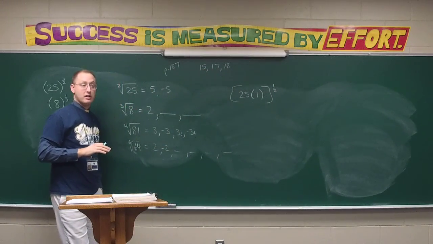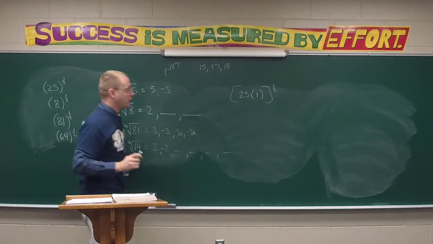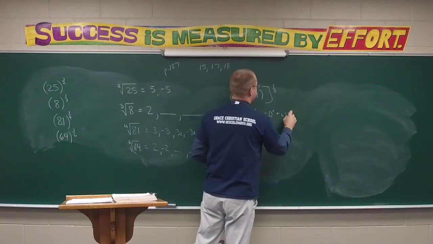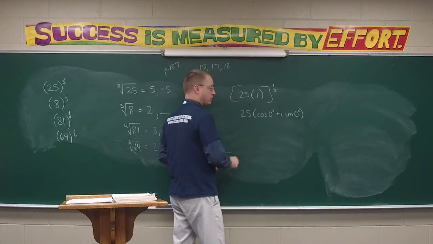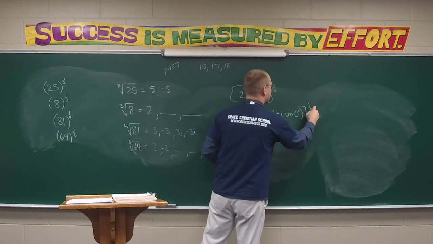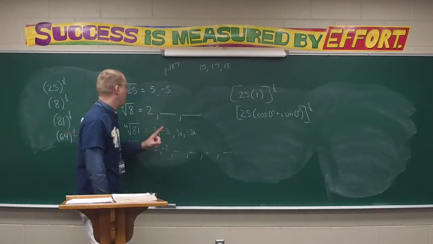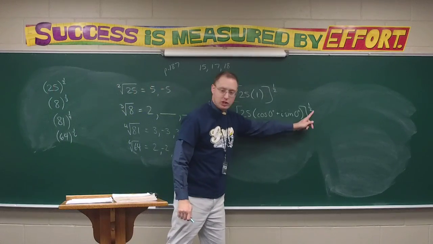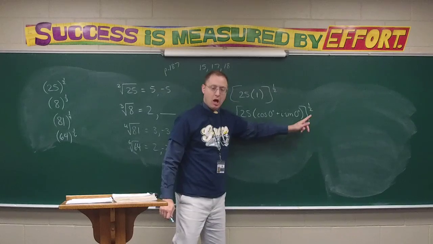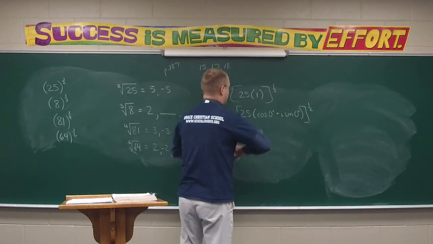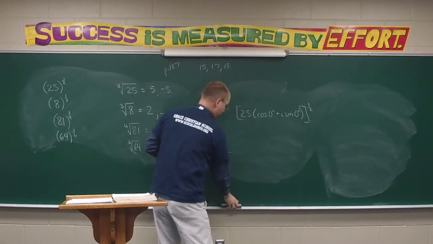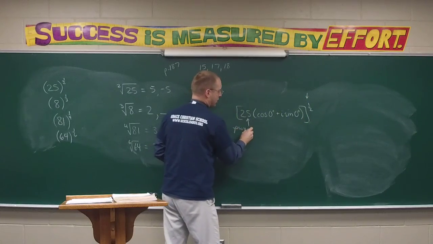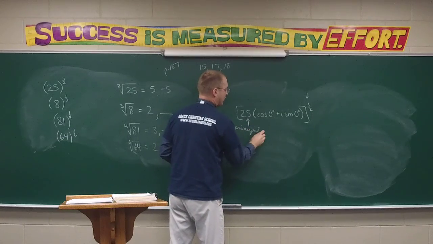We're going to write a very fancy-looking 1. We're going to write this as 25 times the cosine of 0 degrees plus i times the sine of 0 degrees, all to the 1/2 power. We're going to put the radicand into the trig form and use a fractional exponent to take the root. What you're going to end up doing here is raising this to this power, meaning you end up taking a principal root. That's the root that the calculator would give you.